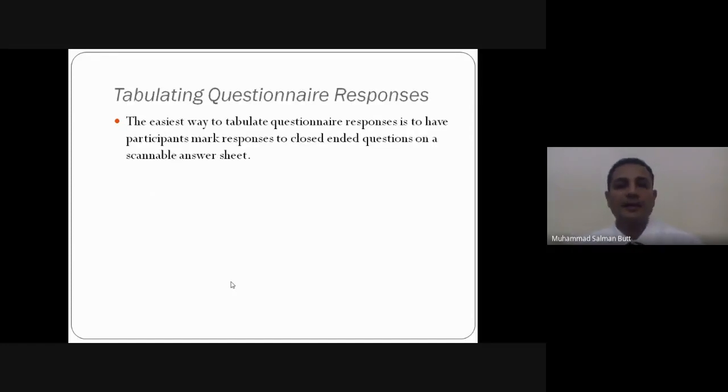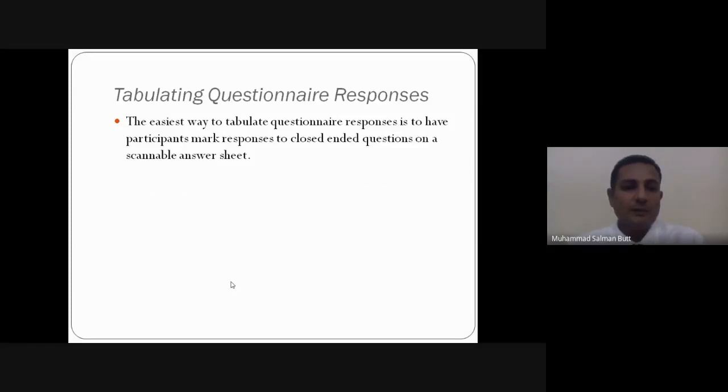Now you have collected your data, and the next step is to organize your data, and the best thing is that you must tabulate your data. This is known as tabulating your questionnaire responses. For each and every item or question in your questionnaire, you are going to tabulate the responses, and that will be the easiest way of arranging them.